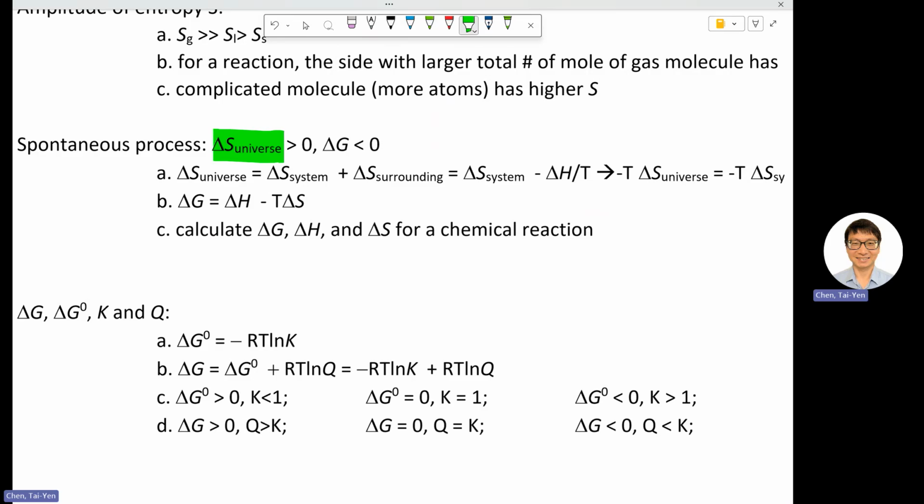Okay, and then what I say is actually if your delta S universe is positive, then the process you are looking at will be spontaneous, meaning the reactant will go to the product side. Okay. So what does this mean?